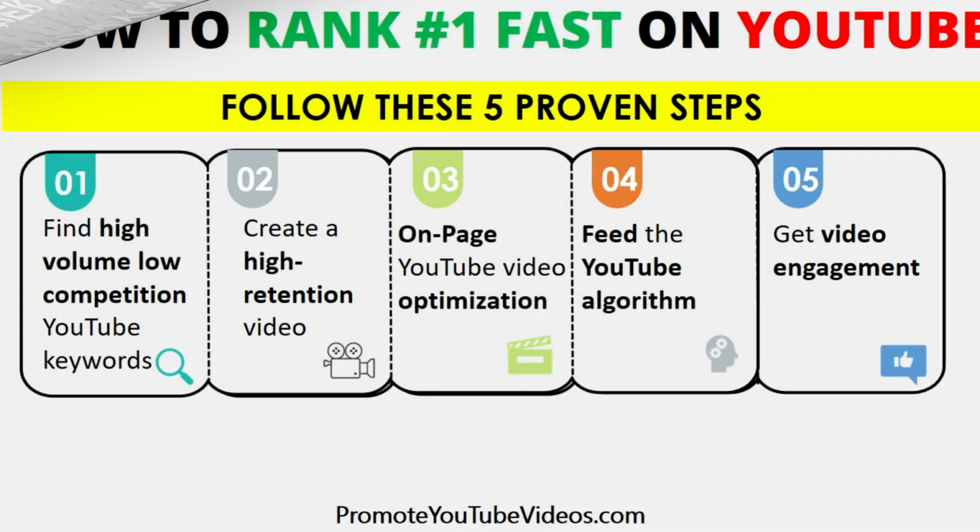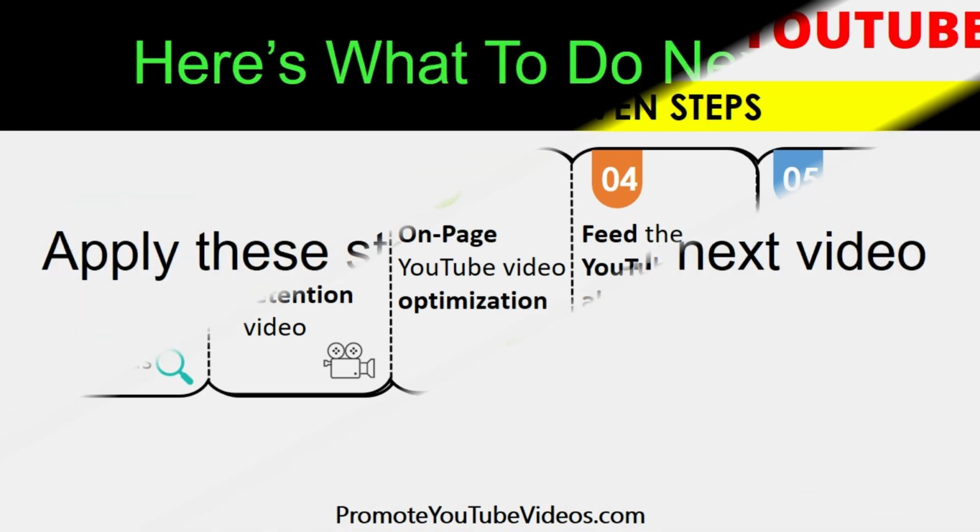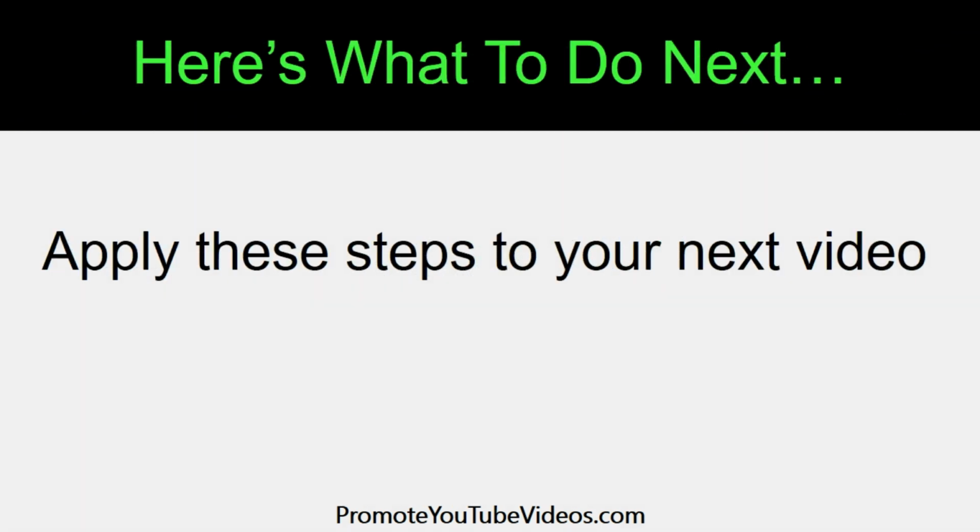Step 5 is to get engagement. Now this means likes, shares, and YouTube comments. Ask questions so that someone will add comments, and also urge them to give a thumbs up if they like the video. I hope this guide helped you show how to rank your YouTube videos fast.